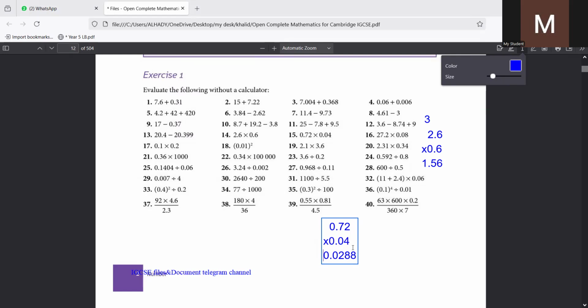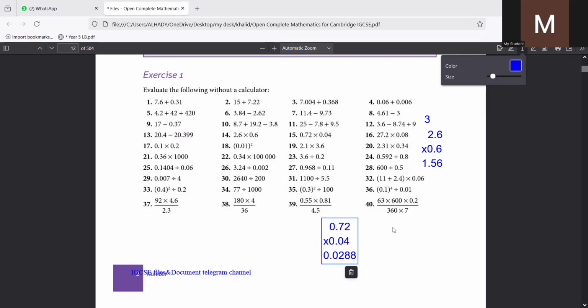So this is regarding multiplications. What you need to do is just deal with the number like it's a normal multiplication, and that's it. Look at our number here. We have 2.31 multiplied by 0.34.